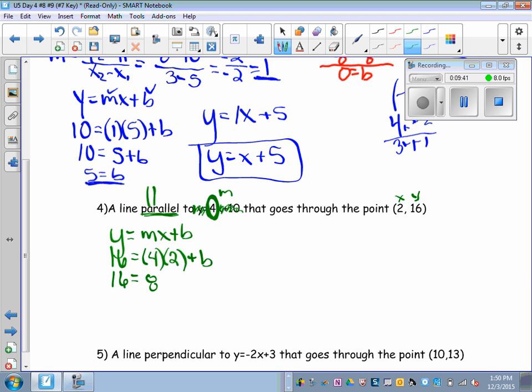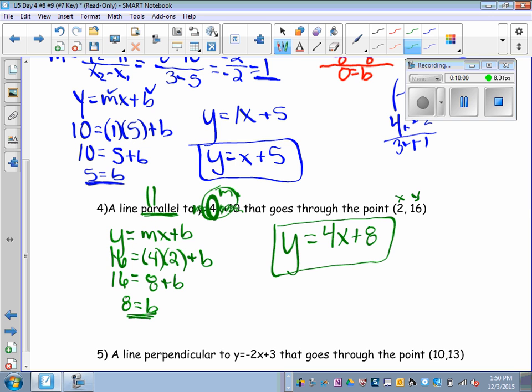16 equals 8 plus b. Subtract 8. And I get b is 8. So now I have my y-intercept. I have my slope. So I compile it together. Y equals mx plus b. 4x plus b. So every single time we're using y equals mx plus b, we're trying to find slope and trying to find b. Then we put that together.